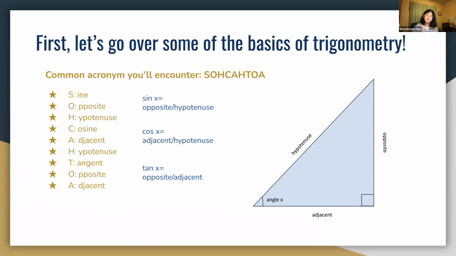Okay, and it might be helpful to screenshot this slide or at least this part for the next slide we will be going over, which is a basic exercise using this acronym. Okay, so now let's move on.